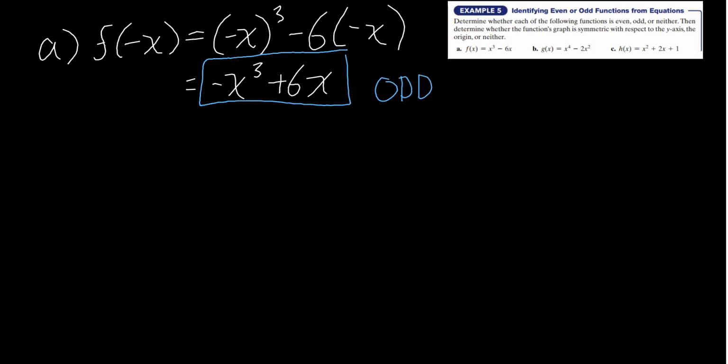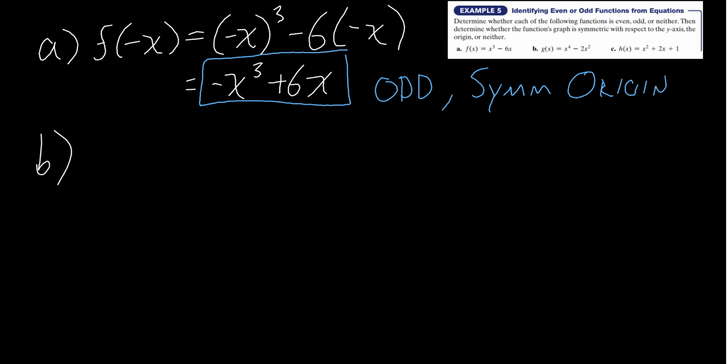And of course, it wants us to state whether the function is symmetric with respect to the y-axis, origin, or neither. Well, if it is an odd function, then it's going to be symmetric with respect to the origin. So we'll put sym origin, the best we can.